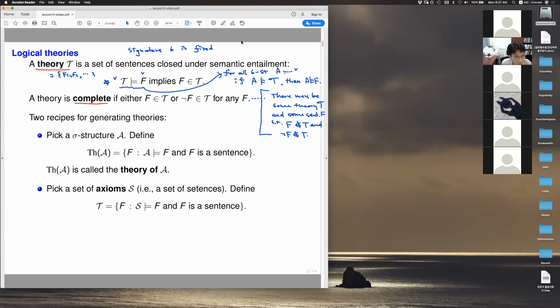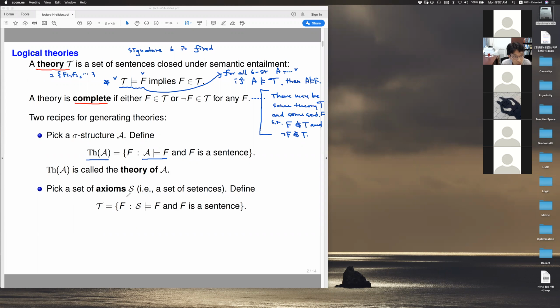So we pick a structure A, and then we collect all the sentences that are true under A, and that forms a theory. This is called the theory of a structure A. This is more semantic because we are starting from the semantic notion, which is a structure. The second one is more syntactic.